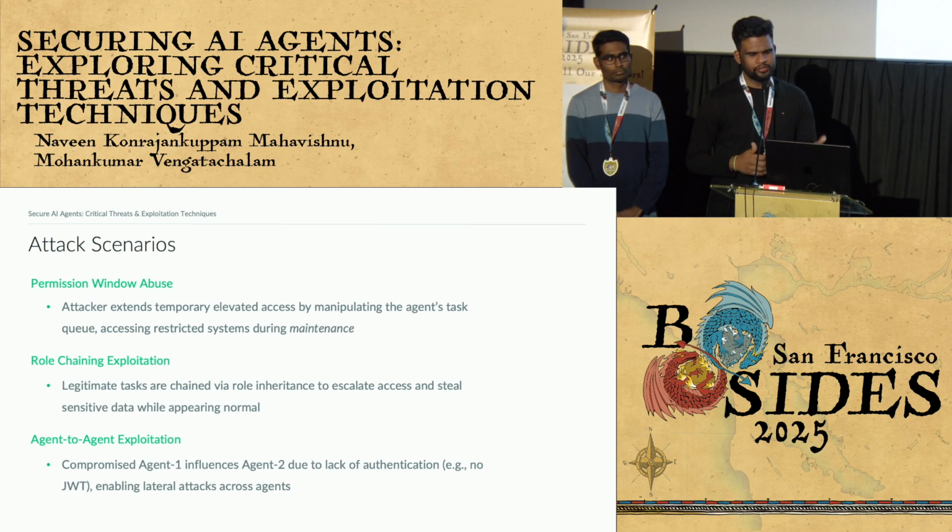We also have role chaining exploitation. Basically, legit tasks across systems are chained together via role inheritance. This will give the attacker permission to elevate their access and steal things like sensitive data without getting noticed. Finally, we have agent-to-agent exploitation. For example, if agent 1 is compromised and there's no proper authentication, it can then influence agent 2, enabling lateral attacks between the agents.